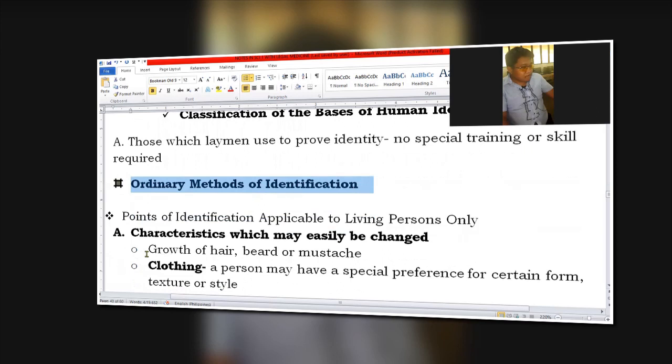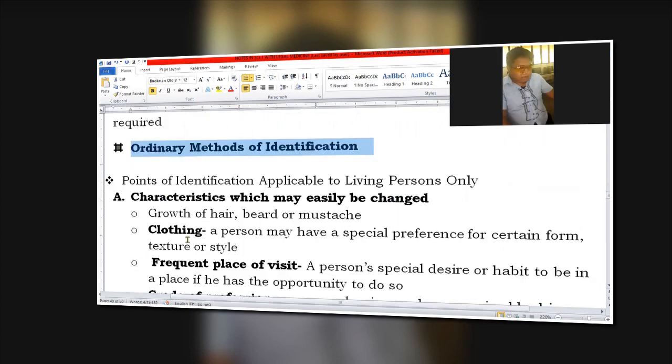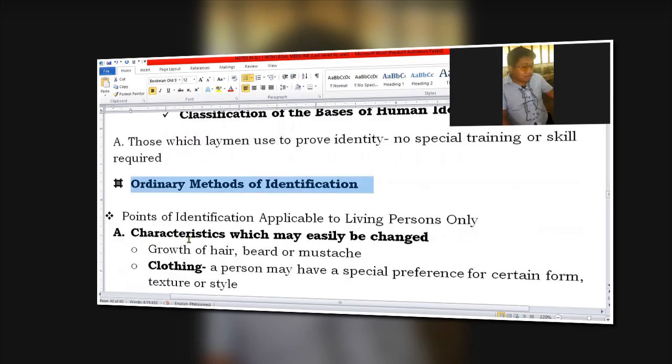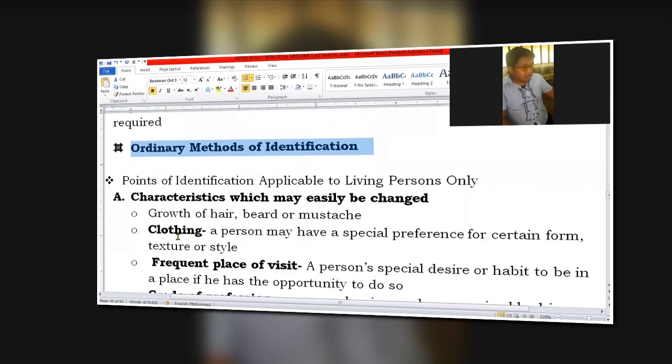Points of identification applicable to persons only, or living persons only. So these are the points of identification that we can use to identify a living person. If there are living persons, then basically there are also dead persons. So these are the things that you have to consider for purposes of identification. Characteristics which may easily be changed.